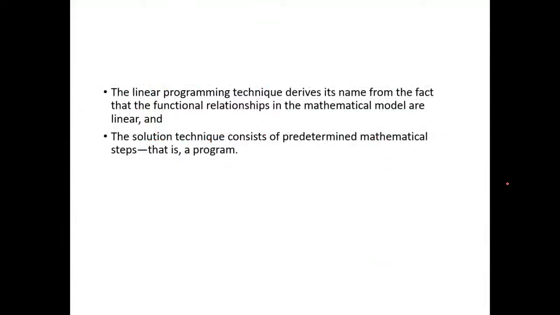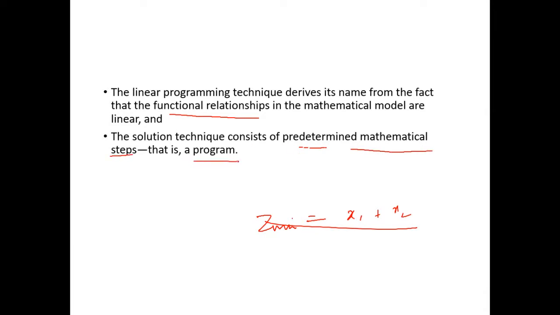Okay, so what we learned is that the linear programming technique derives its name from the fact that the functional relationships, what is a functional relationship? This formula that we like, right? X1 plus X2 or whatever. This relationship in the mathematical model is linear. And the solution technique consists of predetermined mathematical steps, that is a program. So these two are the main features of linear programming.